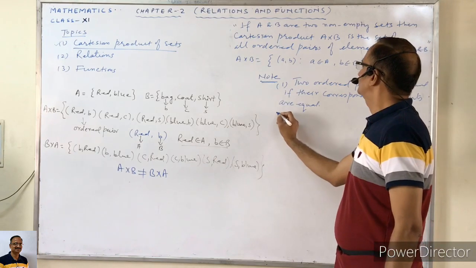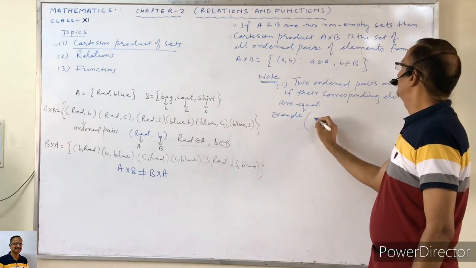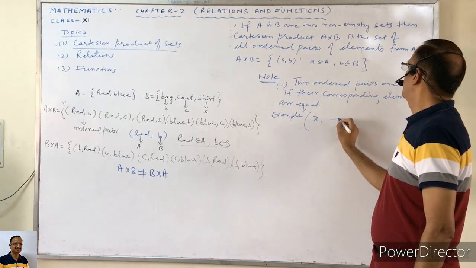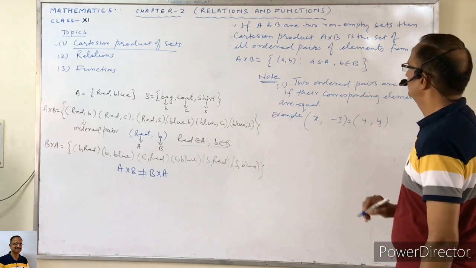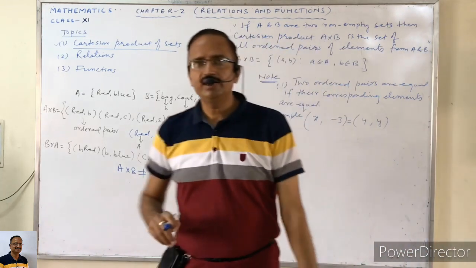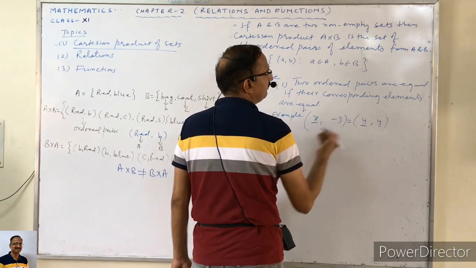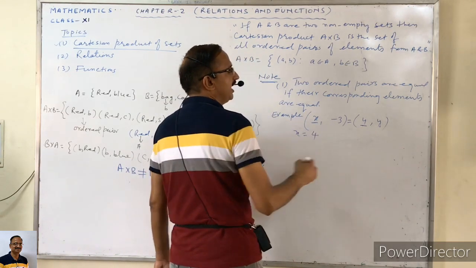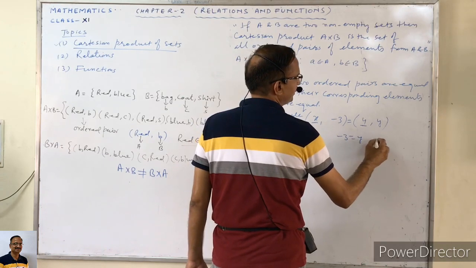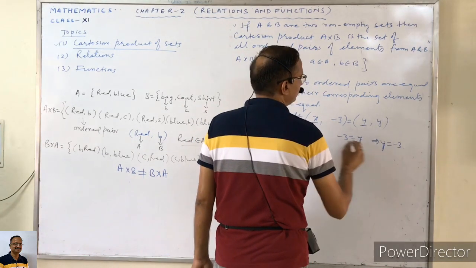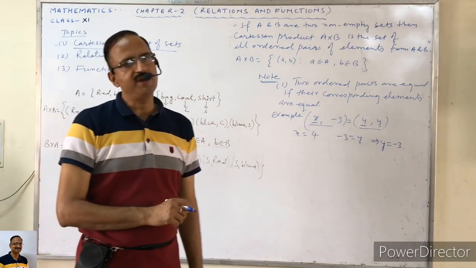For example, suppose we have two ordered pairs (x, -3) and (4, y). These two are equal. It means their corresponding elements are equal. So first element must be equal to the first element, so x equals 4, and second element equals second element, so -3 equals y, or we can say that y equals -3. So these two are equal only if x equals 4 and y equals -3.